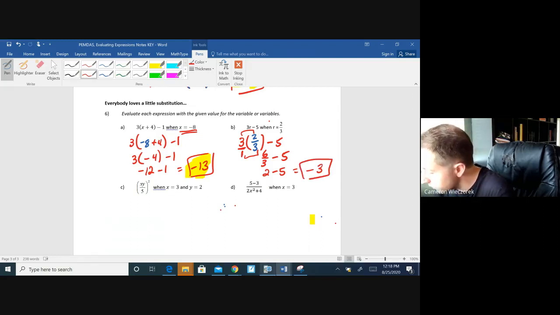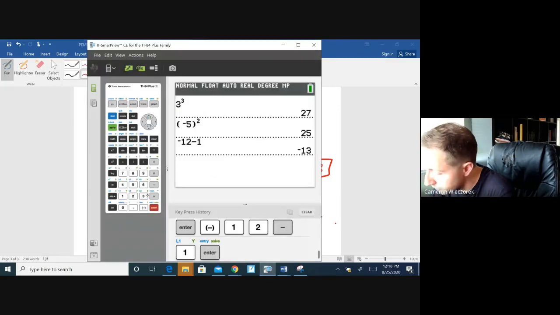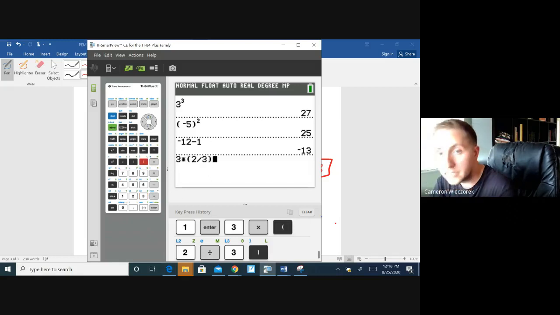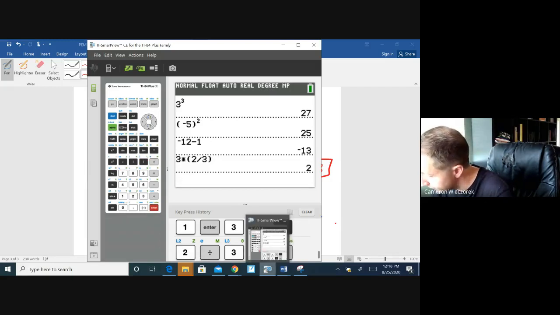And you can also do fractions on your calculator. If you go to your calculator, 3 times 2/3 is what we had. 3 times, and then if you're going to do a fraction, you're going to have to type it as division. So you open the parenthesis, 2 divided by 3, and it writes it as a fraction. But notice you have to put the fraction in parentheses, and it gives me 2, just like I got.